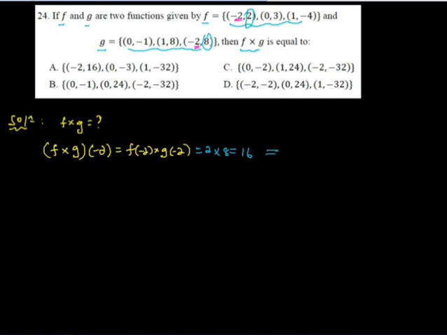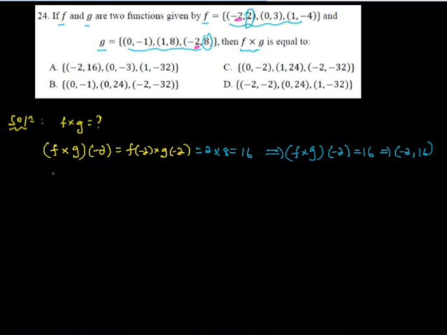So what do we have? What is f times g at minus 2? At minus 2 it is 16. Therefore the ordered pair of f times g is (-2, 16). That is the first one.